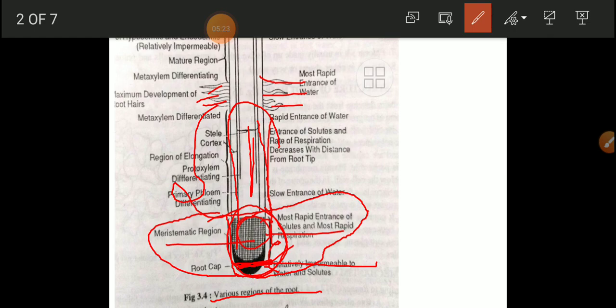Because often questions are raised. We only say that yes, water is absorbed by the root system, but in that root system there are parts, regions, and specific regions are responsible for the absorption of water, and we have to study those in detail.